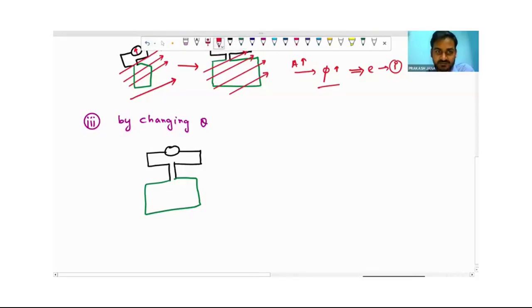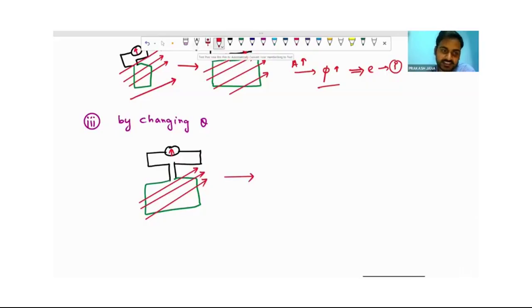Suppose initially this is the case, and here the magnetic field lines are like this. These are the magnetic field lines, and the galvanometer is showing zero reading, that is, there is no deflection, there is no current, so there is no induced EMF. Now what we will do is suddenly change the angle between the magnetic field and the area vector. Okay, so we will change this.